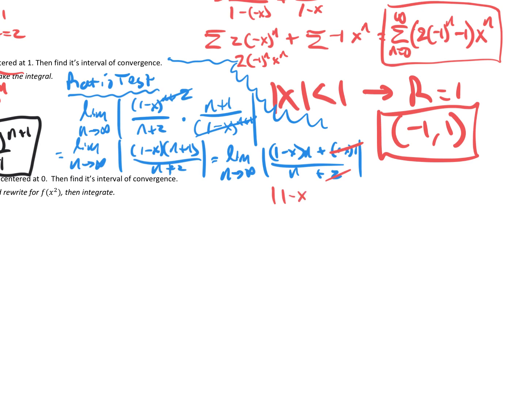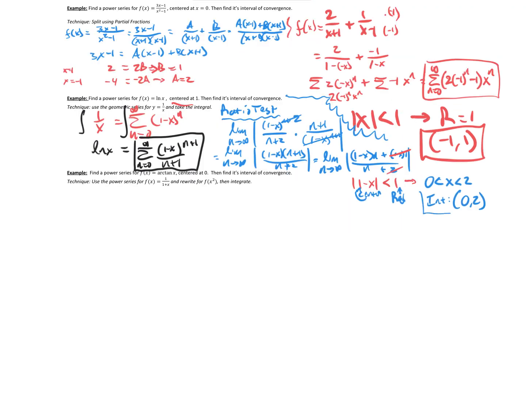So the absolute value of 1 minus x has to be less than 1 because of the ratio test. And what that means is that the distance between 1 and x is less than 1. So this is our center, centered at 1, and this is our radius. So x is going to be between, centered at 1, we're going up 1 to 2 and down 1 to 0. Okay? All right. And so that means our interval of convergence is 0 to 2.